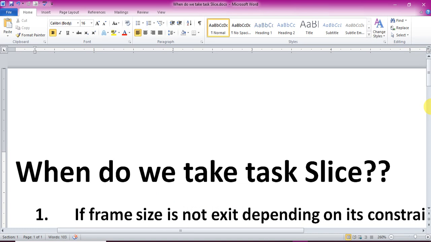Here today I present to you when do we take task slice during real-time scheduling, especially cyclic scheduling. When do we take task slice?